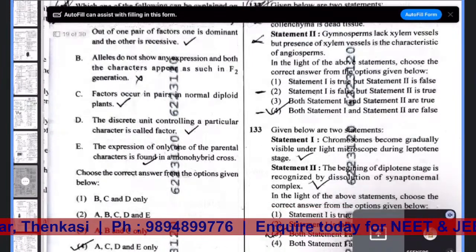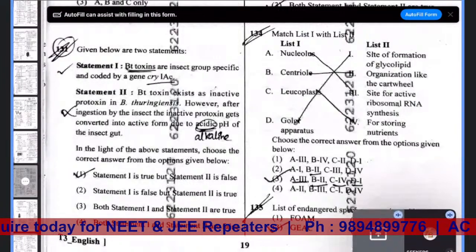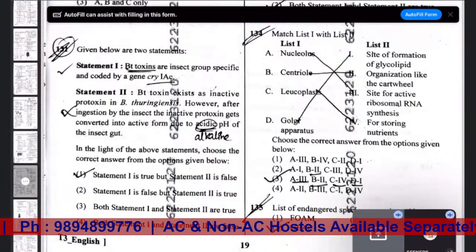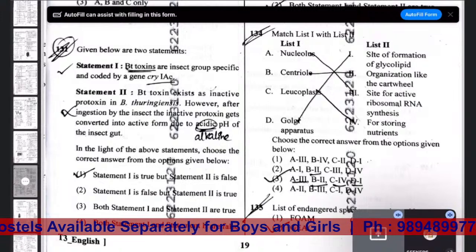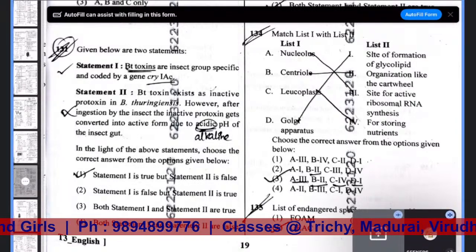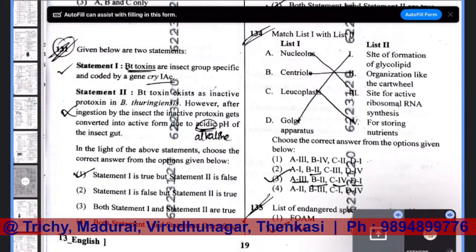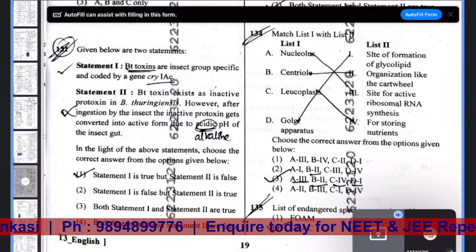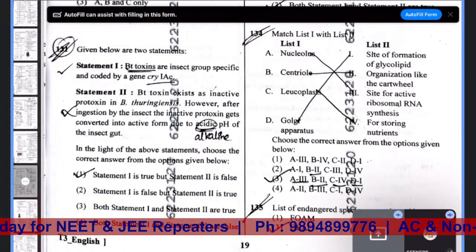Okay. Then question number 131, given below are 2 statements. See, in this question, I think you would have got some confusion in statement 1. Why? Because they have given a particular gene. Statement 1: Bt toxins are insect group specific. Of course, it is right. And coded by a gene, Cry1AC. Actually, I think there is some discrepancy in this question. I'm not sure whether the answer we guess is right, because 3 genes are given in your NCERT book. Yes. So Cry1AB, Cry2AB and Cry1AC, these 3 genes have been mentioned in your NCERT.